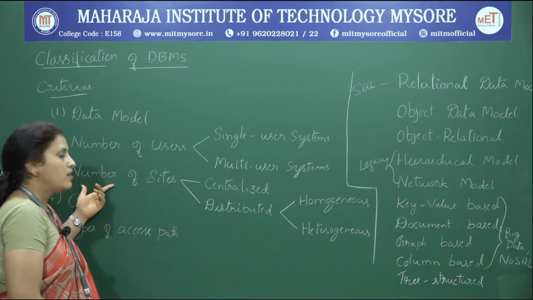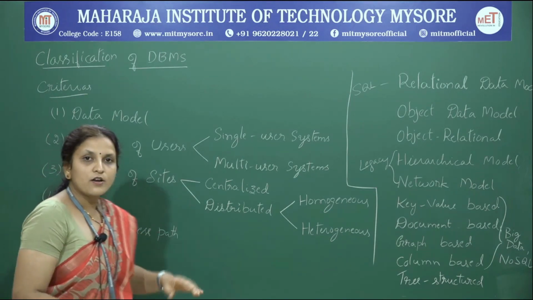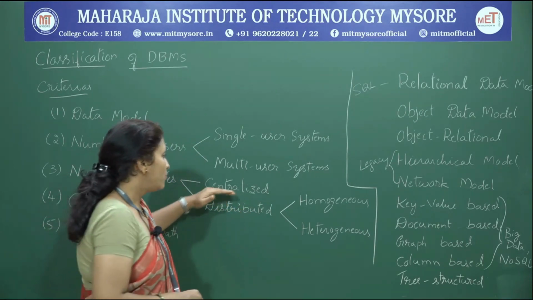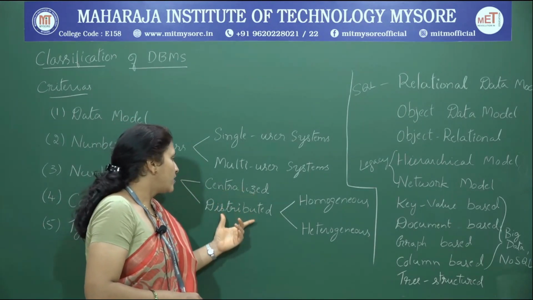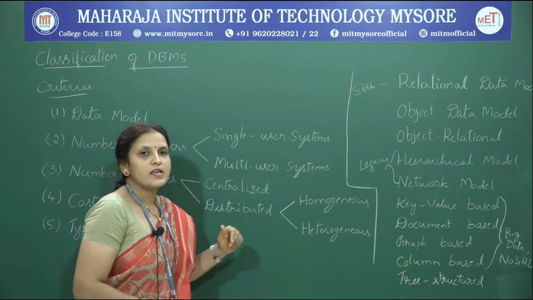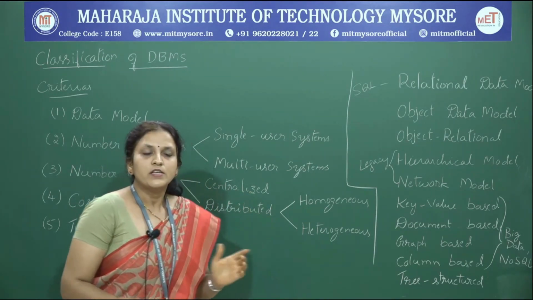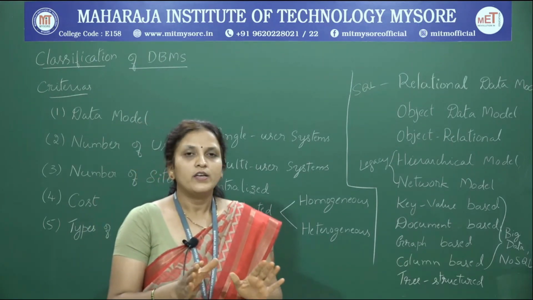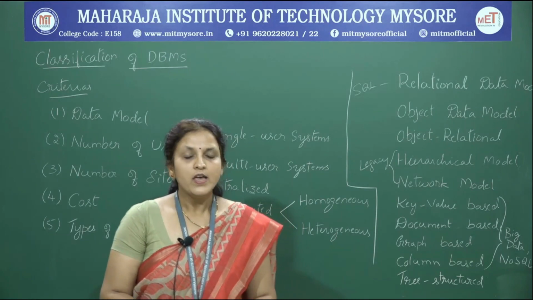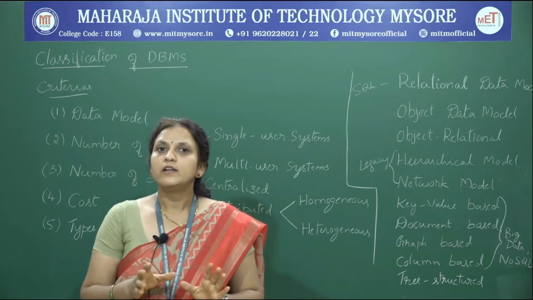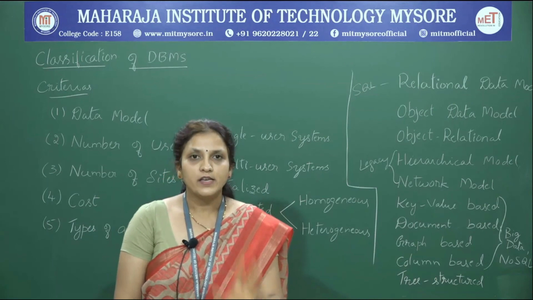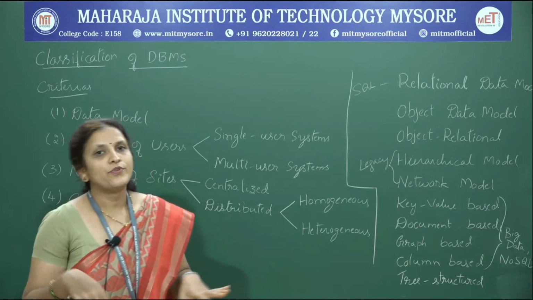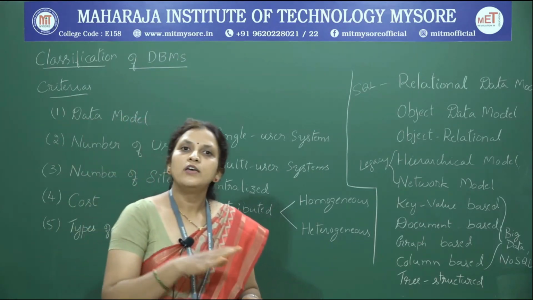Next comes the third criterion, that is the number of sites across which the DBMS is spread. There are 2 categories here. One is centralized and the other is distributed. What do we mean by centralized? In a centralized DBMS, the DBMS software is installed and stored in a single system. It supports multiple users, but it will be saved in a single system. But in a distributed DBMS, it will be spread across different systems which are connected through a network.